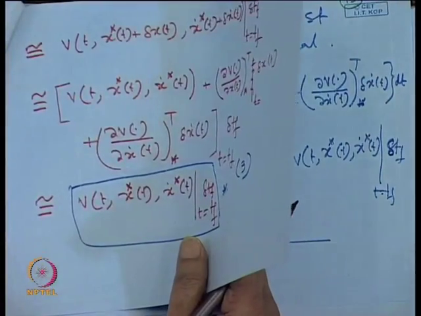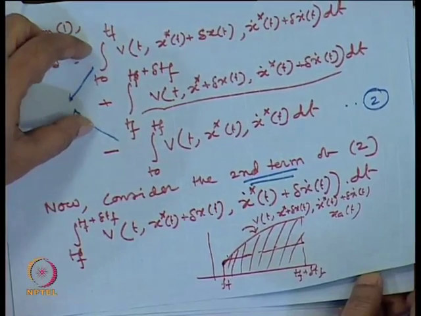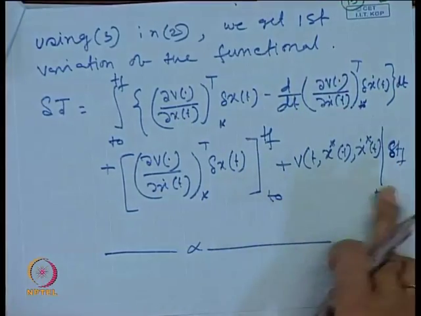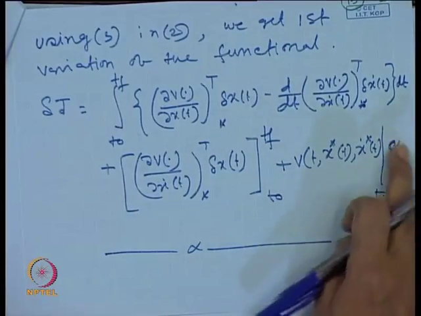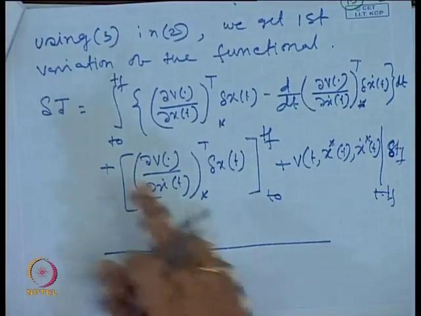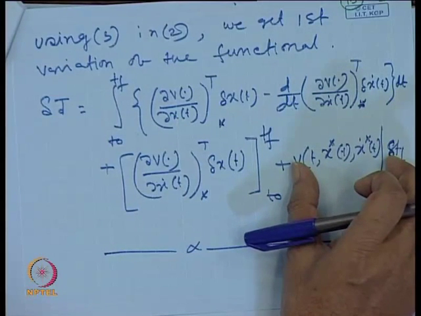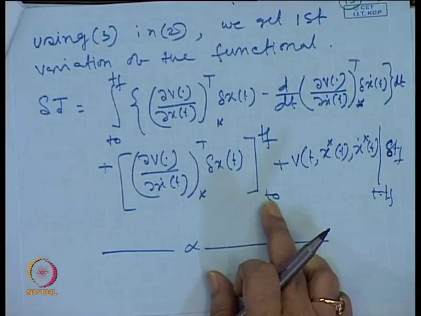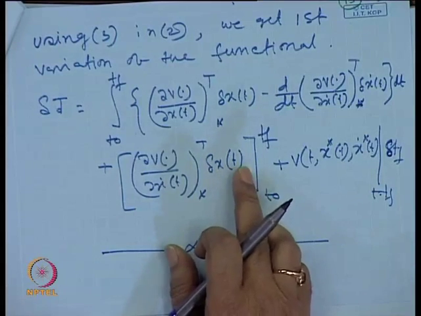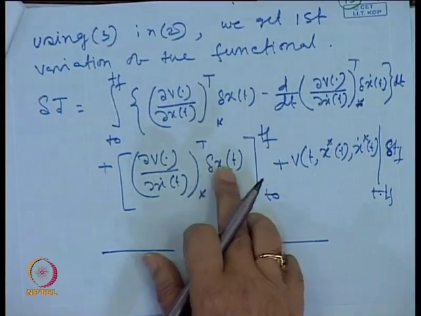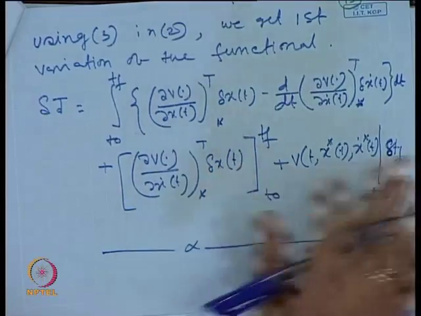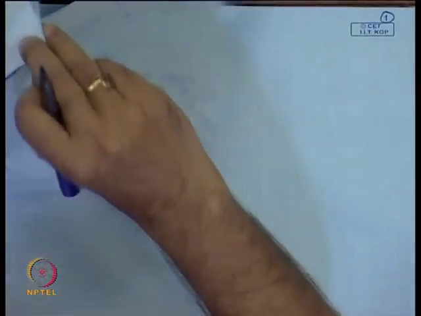As I told you earlier, this and this term we can simplify as we did earlier. The middle term of the increment of functional value is approximated this way. Now see this term: at t equal to t 0, delta x(t 0) is 0, because this is a fixed point, but at t f, delta x(t f) is not 0. Further, we can simplify this, which we will discuss now.